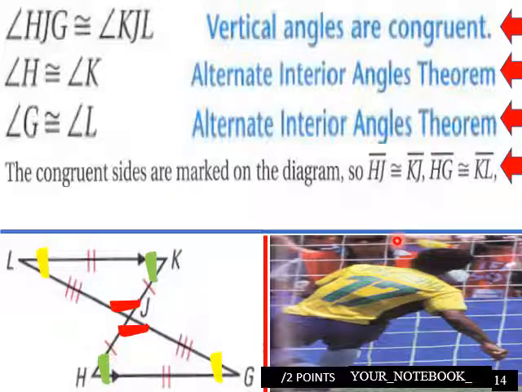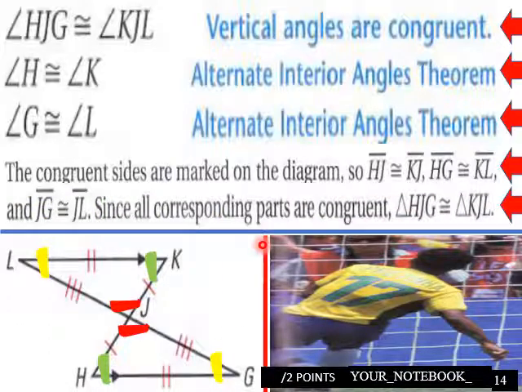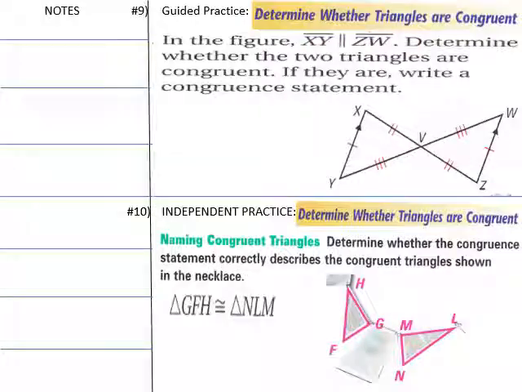The congruent sides are marked in the diagram here. So these are your congruent sides with the hash marks. HJ, KJ, HG, KL. And JG is congruent to JL. Here are your hash marks to show congruency there.